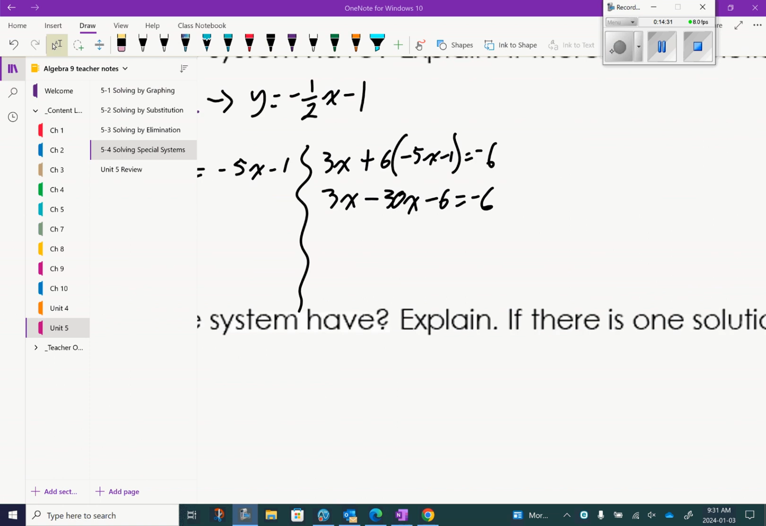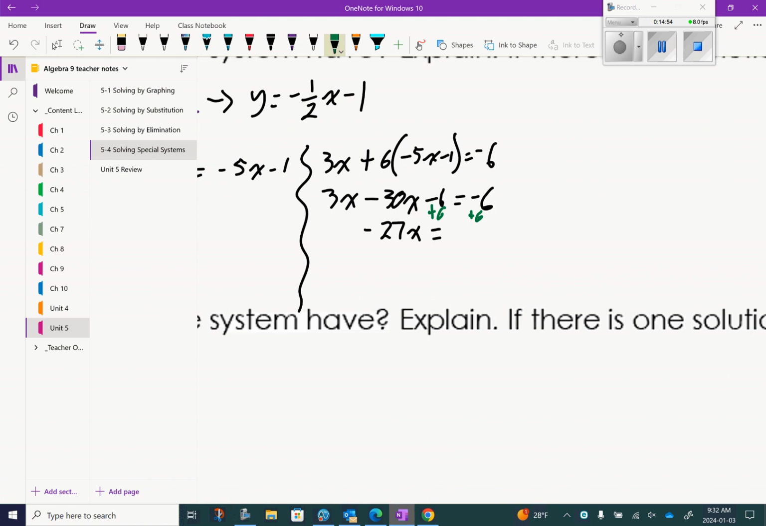First thing to do would be distribute the 6. Let's combine like terms. 3x minus 30x. Again, those are on the same side of the equal sign. 3 minus 30 is negative 27. Then I'd put the constants over on the right by adding 6 to both sides.